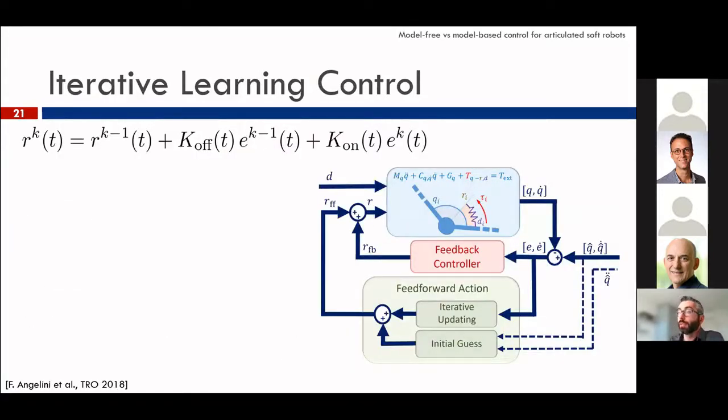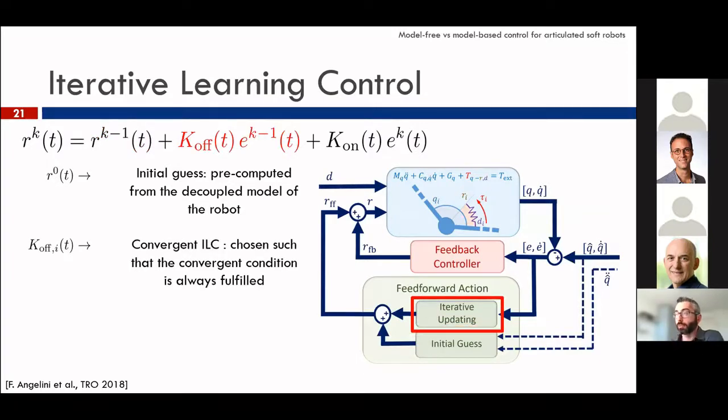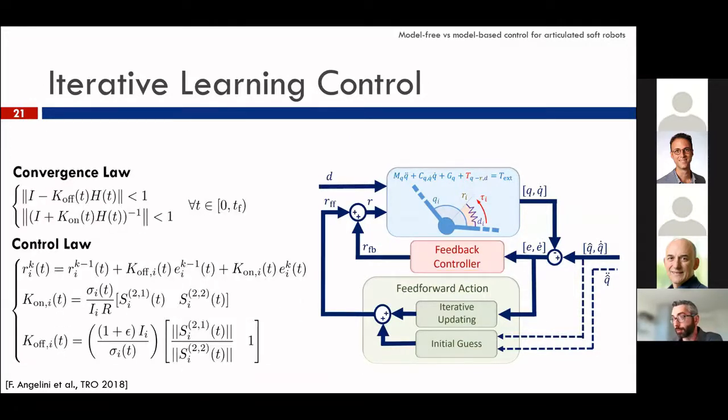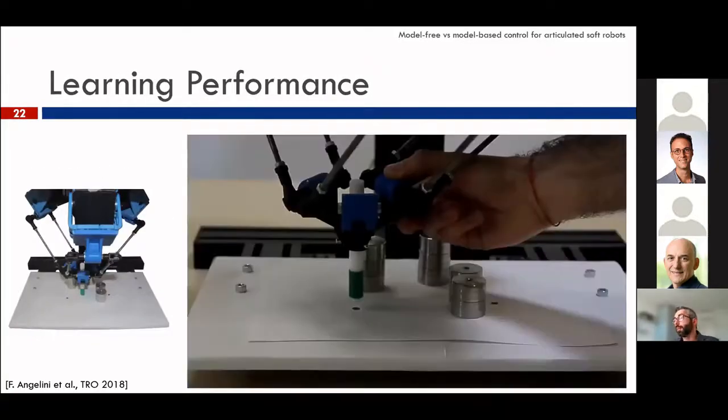So very briefly, this is the controller. We have an initial guess that can also be model-based if you have a model. Then we have an updating law that is based on the previous trial error. And finally, a very small gain for the feedback to avoid an alteration of the stiffness. We can also prove the convergence of the iterative procedure. I will skip that. And this is an experiment.